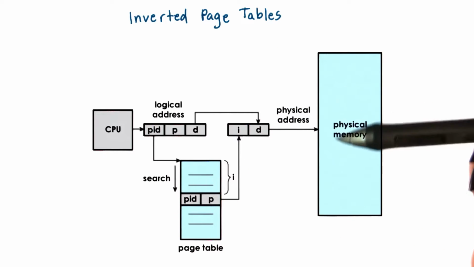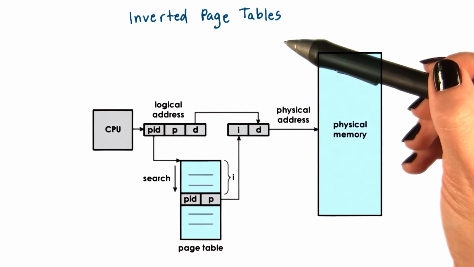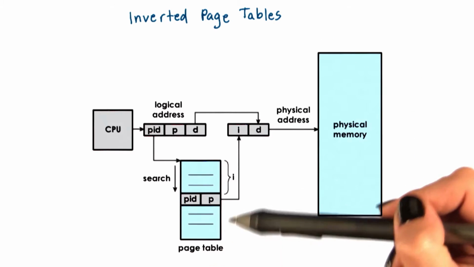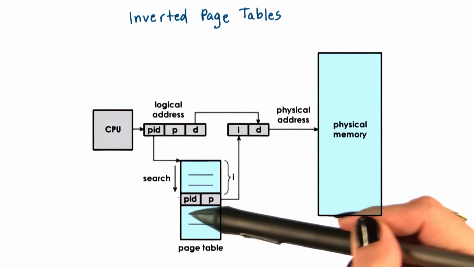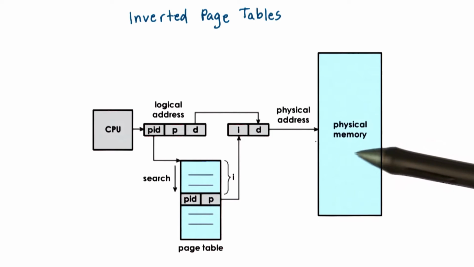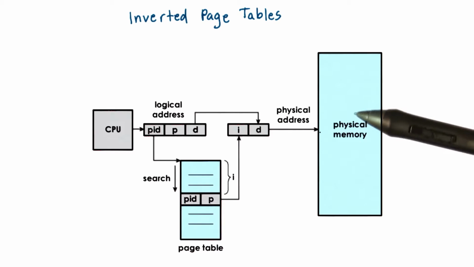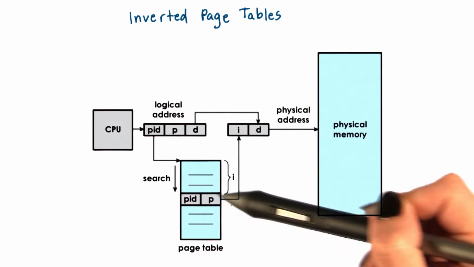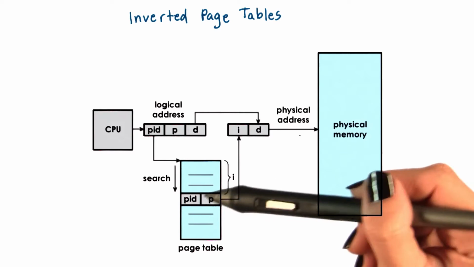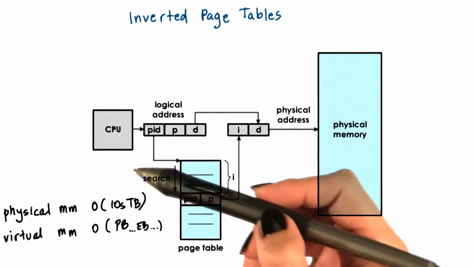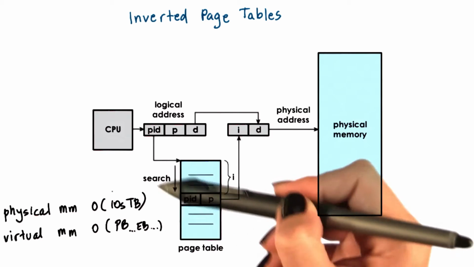A completely different way to organize the address translation process is to create so-called inverted page tables. Here, the page table entries contain information, one for each element of the physical memory. So for instance, if we're thinking about physical frame numbers, each of the page table elements will correspond to one physical frame number.